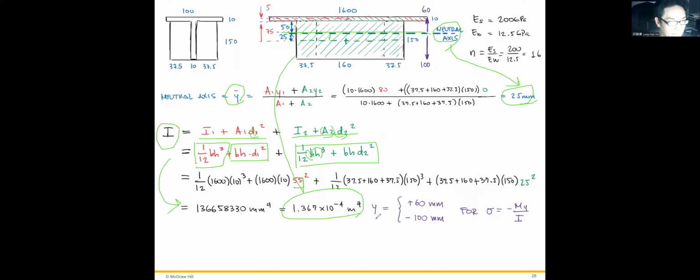Okay, and the y is defined as the distance above or below the neutral axis to the top surface or bottom surface, right? And then we can use this equation to figure out what the maximum stress is, right? The maximum stress is.